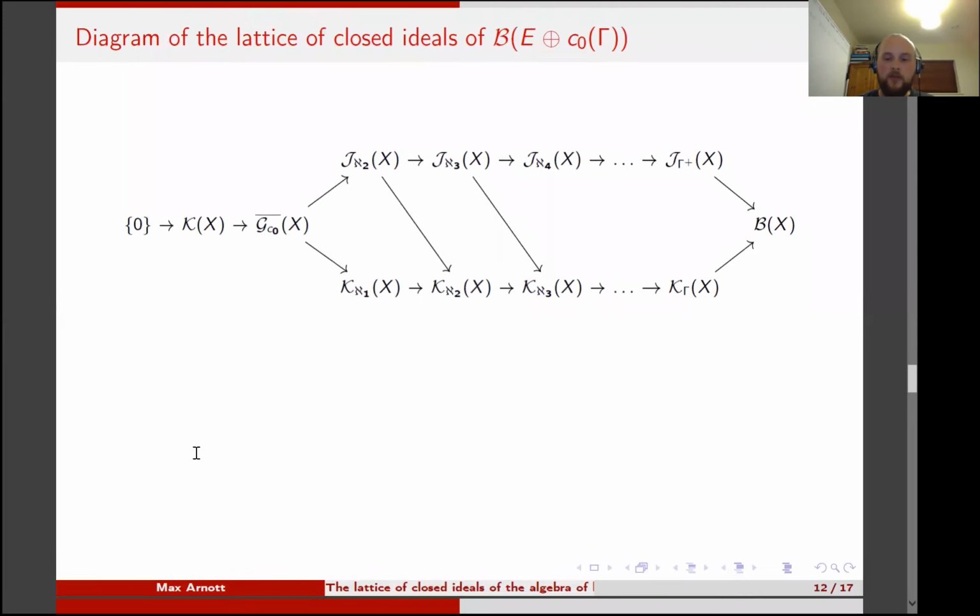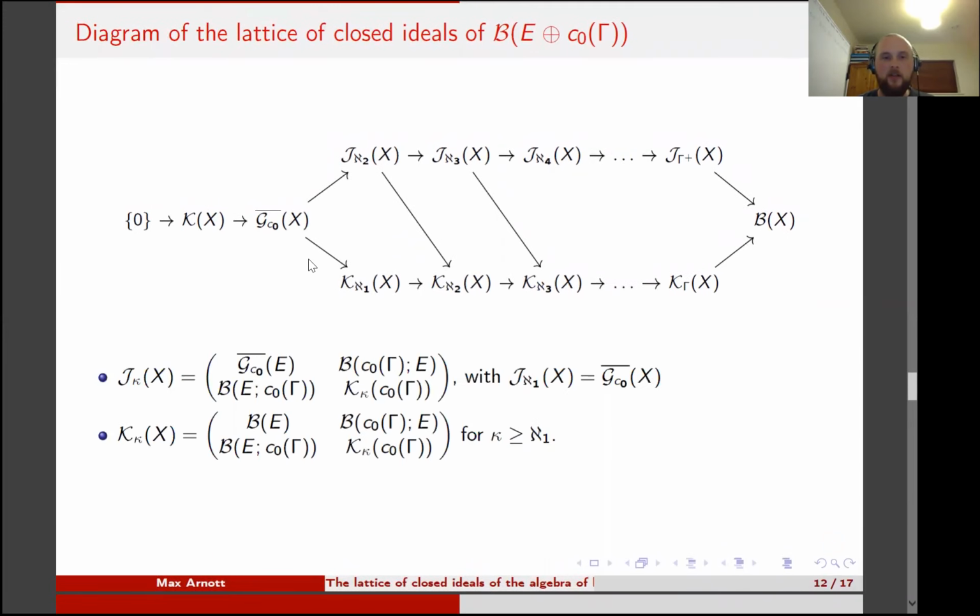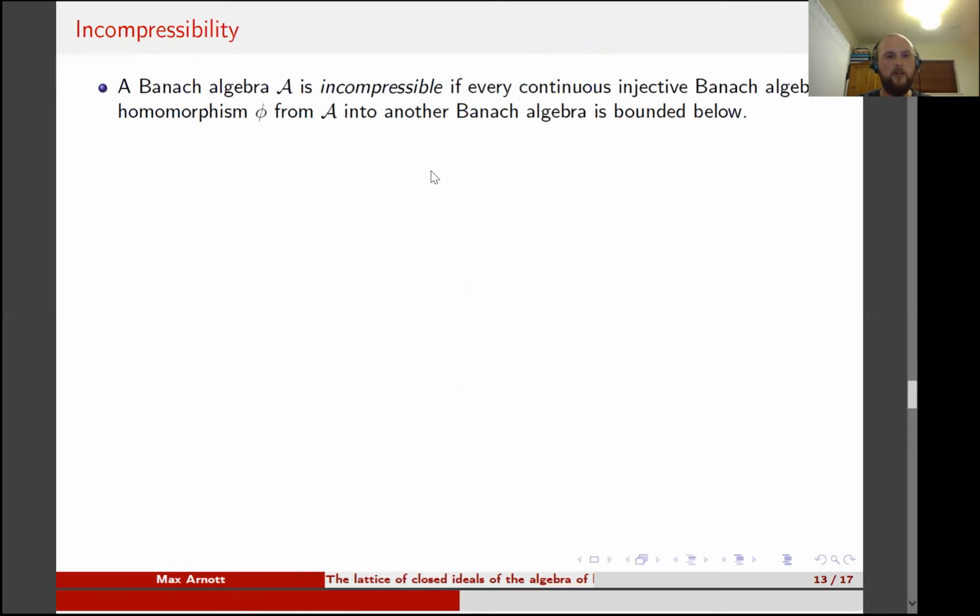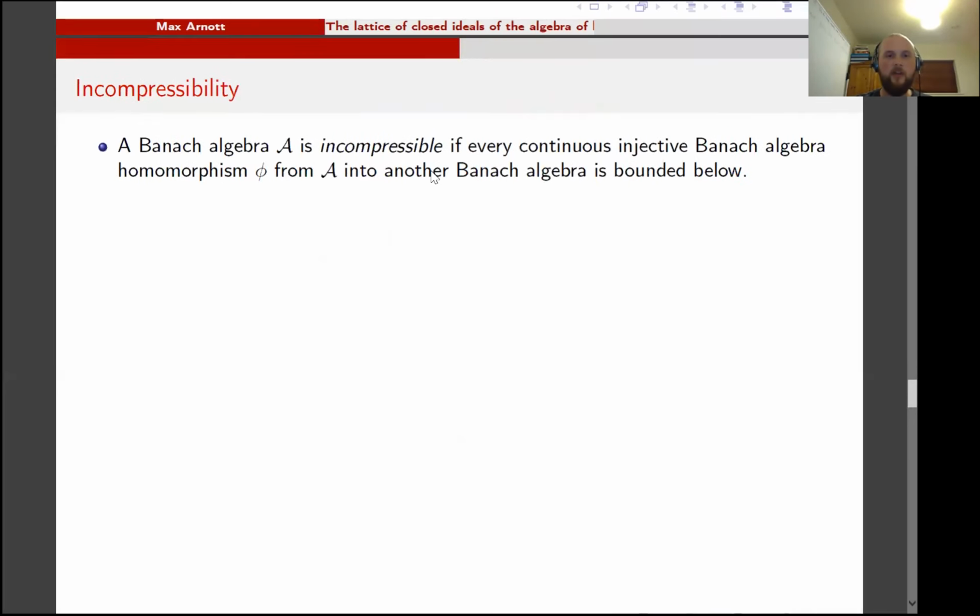So now we're able to paint this picture of what the lattice of closed ideals looks like. The ideals J are of the form where the top quadrant is the approximately factoring through C0 operators, and the fourth one is the kappa compacts, and these ones are the kappa compact operators. There is a bit more work that needs to be done to show that everything falls into place nicely, but we're going to gloss over that because we want to get on to the next topic, which is incompressibility.